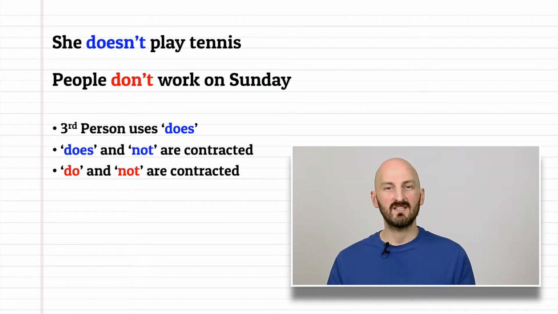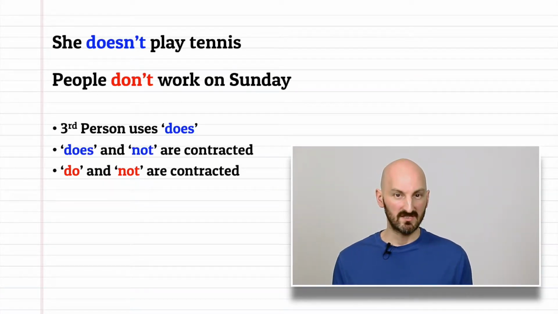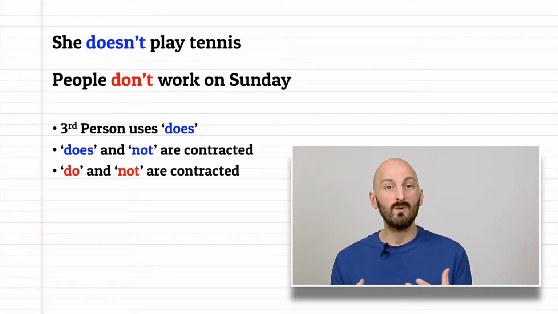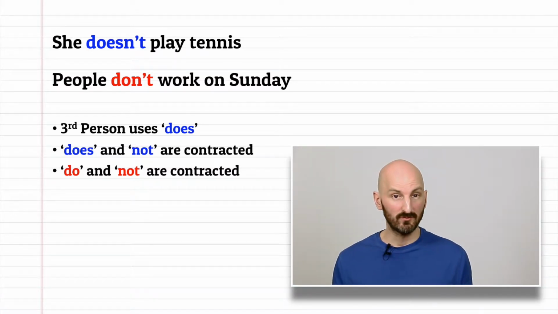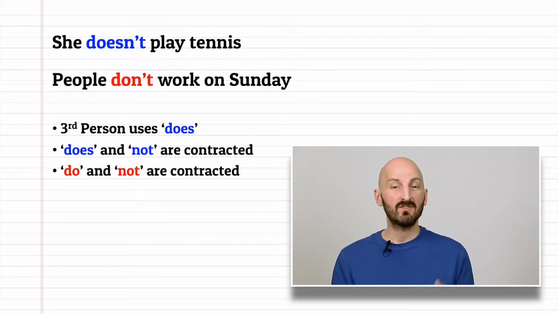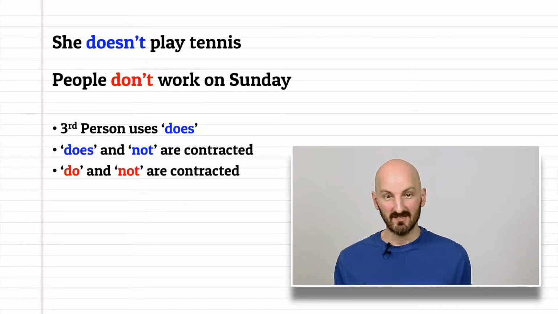The other thing to notice is the word order of negative statements and sentences. Not is always after the auxiliary verb, never before it, always after. Other examples include she doesn't play tennis and people don't work on Sunday.